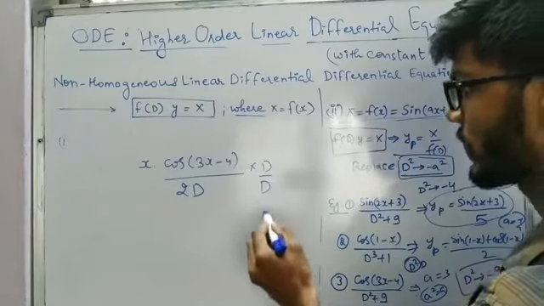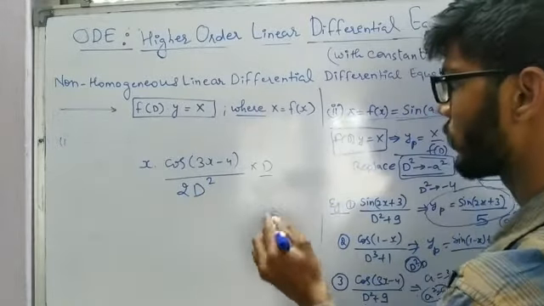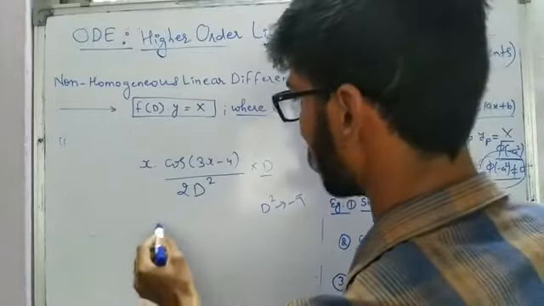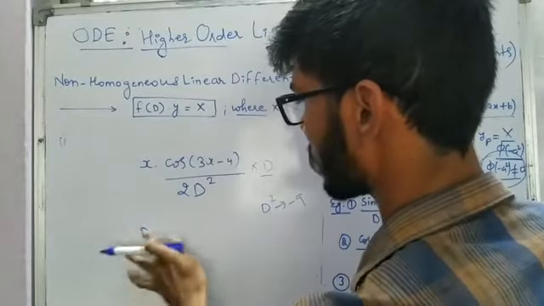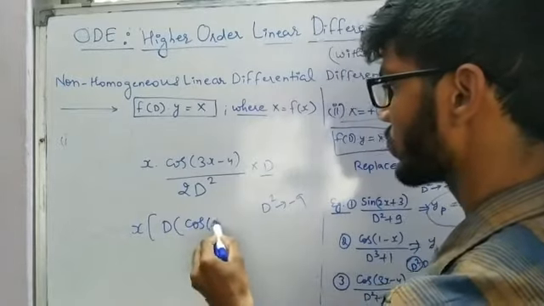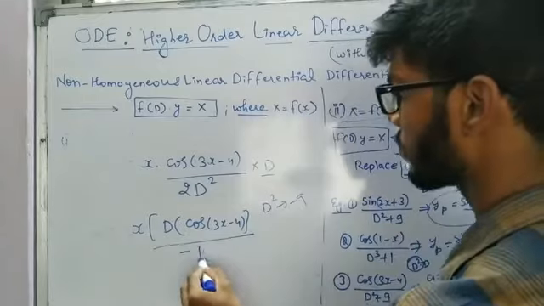Now rationalize it and multiply by D. So this will become 2D square, and now place D square by minus 9. So x is out, and the differentiation of cos(3x minus 4) is divided by 2 into minus 9, nothing but minus 18.